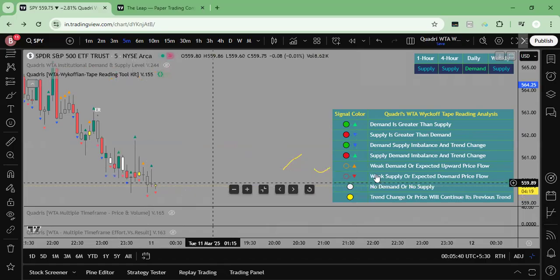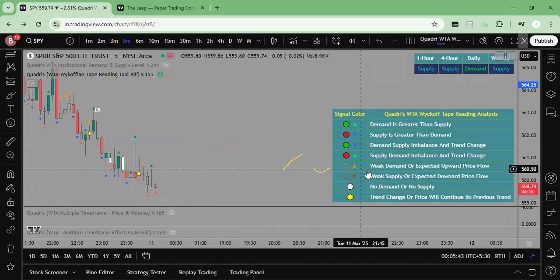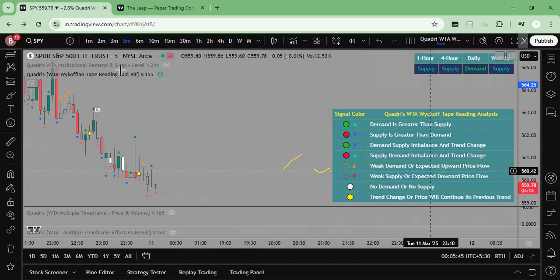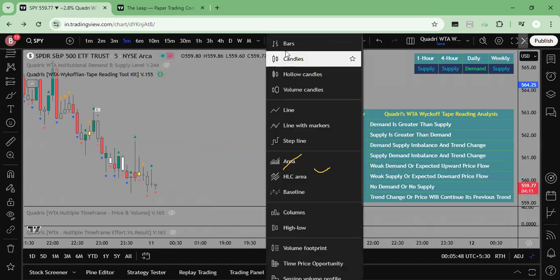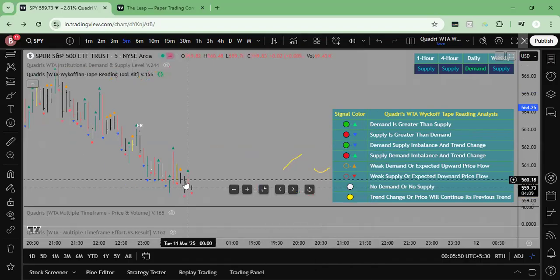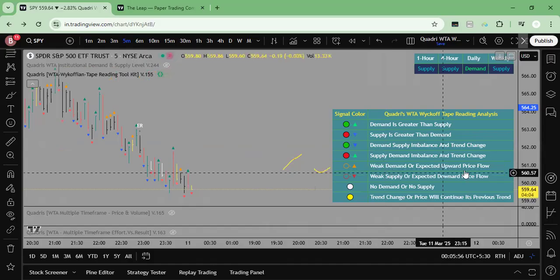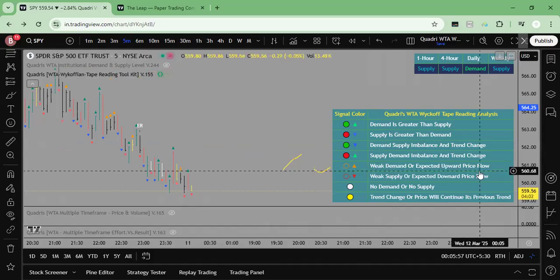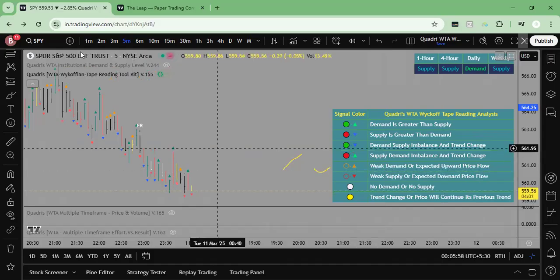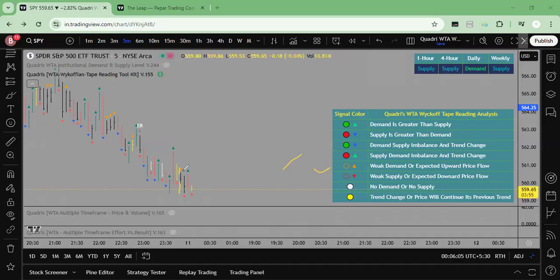Hollow candle with an orange triangle upward means weak demand or expected upward price flow. For price bars, it would be black. A black candle with an orange triangle facing upward means weak demand or expected upward price flow. That means if there is an upward move, this is a weak demand bar. So the interpretation is either price is expected to go up, or weak demand itself means that if we are coming down and demand is weak, prices are going to go downwards.